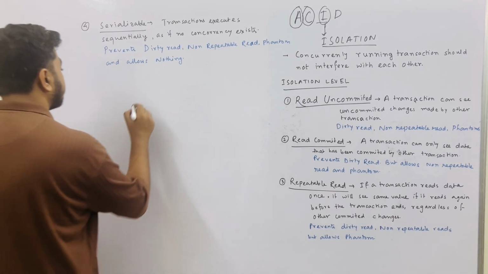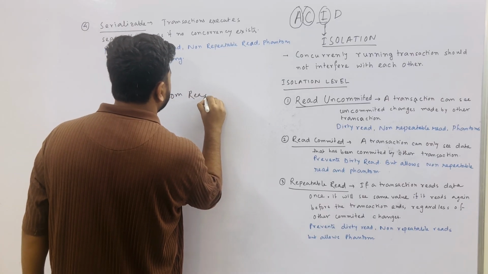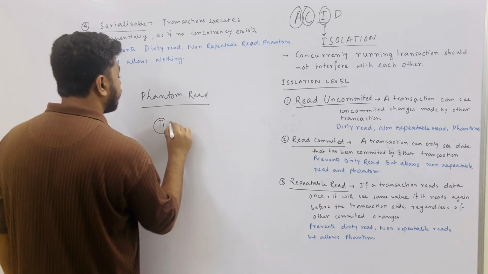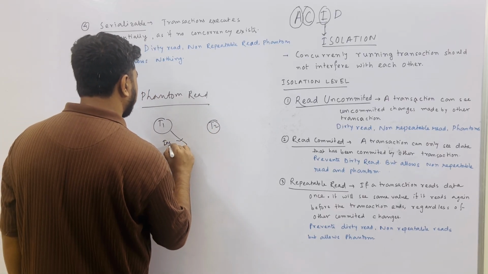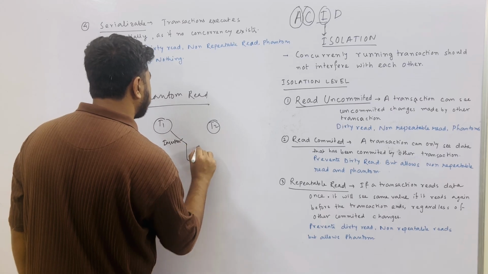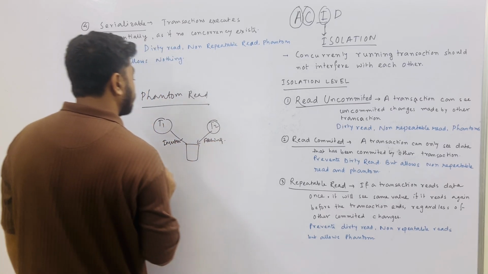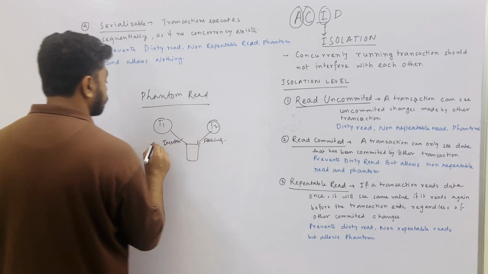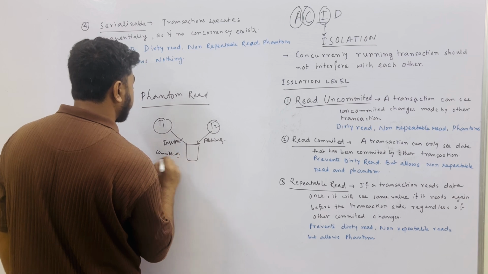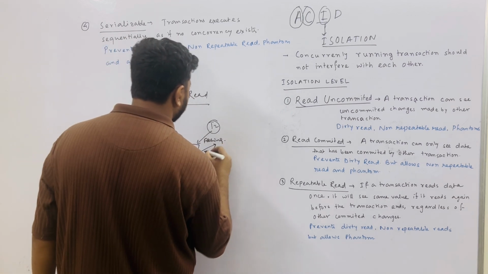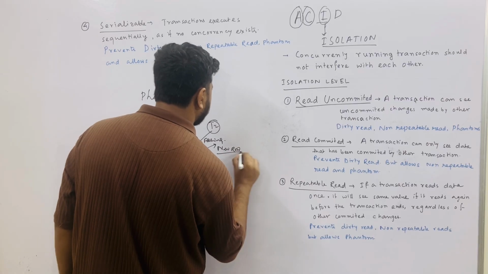Another is the phantom. Phantom read means suppose again two transactions are running concurrently, transaction 1 and transaction 2. Transaction 1 is inserting some records in a table, and transaction 2 is fetching the records. Transaction 1 inserted the record and committed, and at the same time transaction 2 is getting these records. So it will get a new extra row in the same transaction.